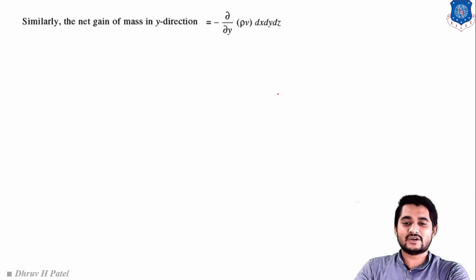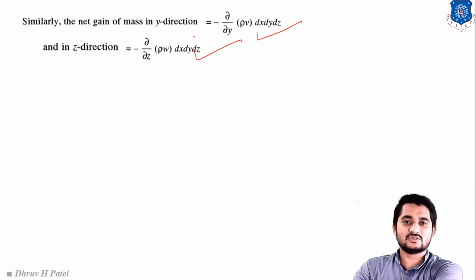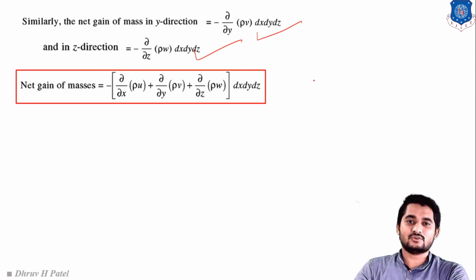Similarly we can find it in the y direction, and we can also find it for the z direction. Clear, students? After that we will do the summation for all three directions. So it will become minus, del by del x of rho u plus del by del y of rho v plus del by del z of rho w, into dx dy dz. This is our equation number 1.